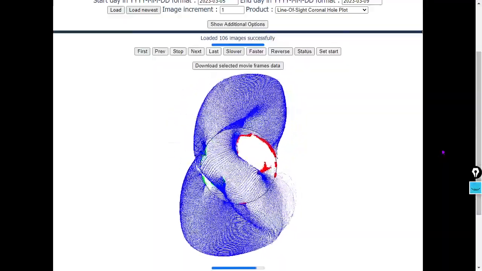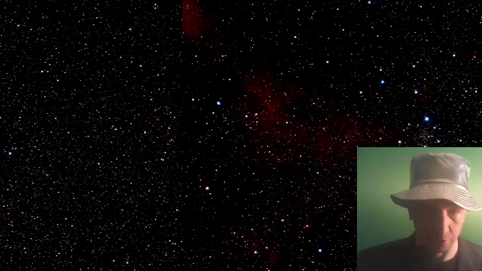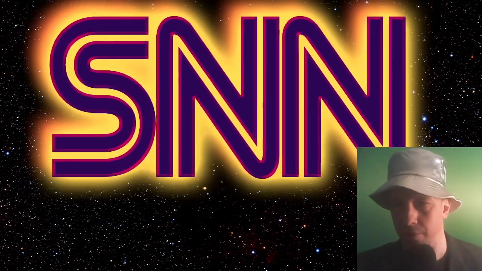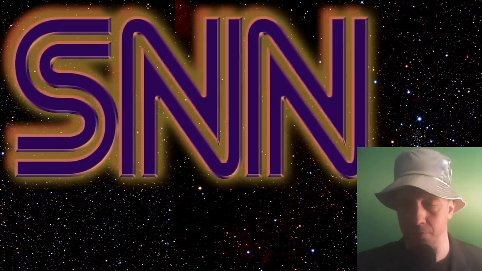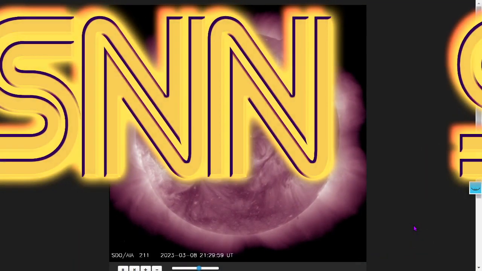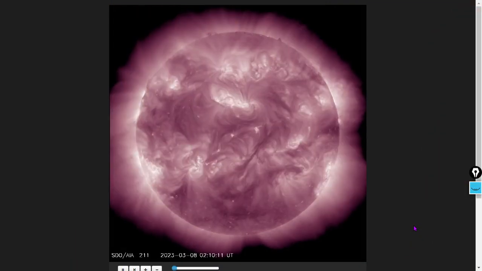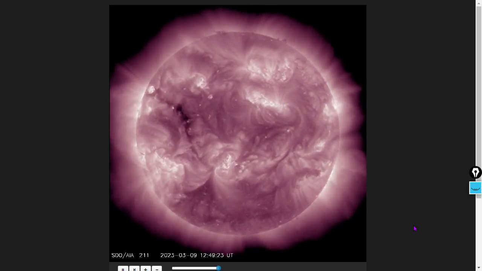And here is our SDO 211 angstroms wavelength. Just give that a quick minute to load here, folks. And it shouldn't be disappointing. So there you go. There is yesterday plus today in 211 angstroms. That's the SDO browse data feature.